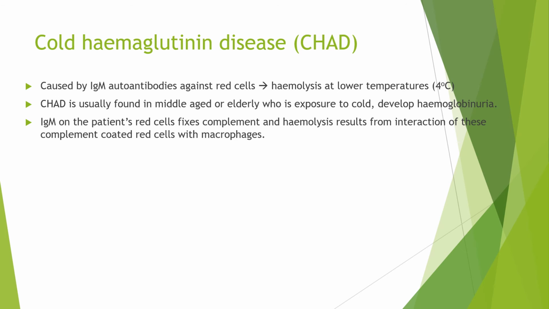The disease is usually found in middle-aged or elderly people who, when exposed to cold conditions, eventually develop hemoglobinuria. This IgM can fully activate the complement, causing intravascular hemolysis. However, sometimes IgM can just stick to the red cell and form a complement-coated red cell. Hemolysis then results from the interaction of this complement-coated red cell with macrophages in the spleen and liver.